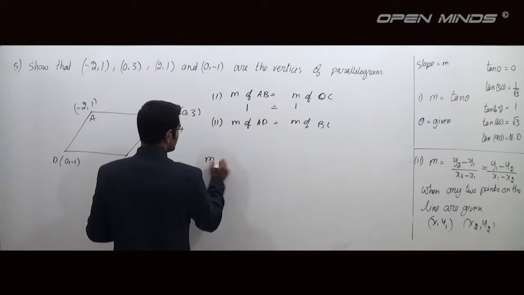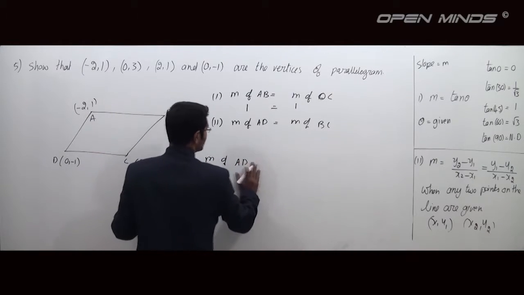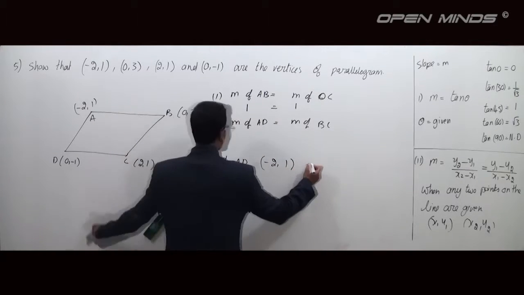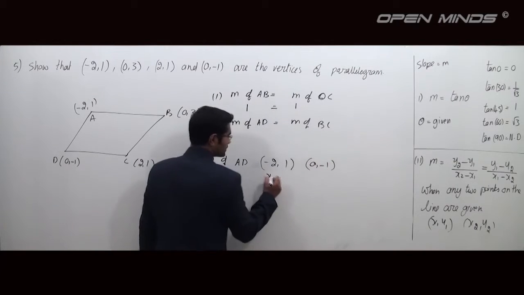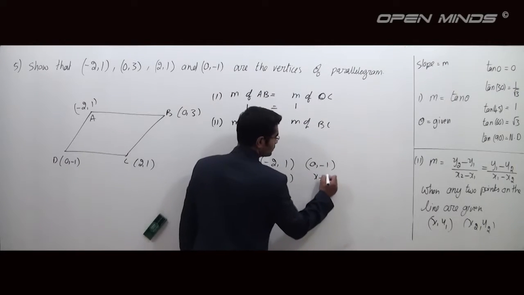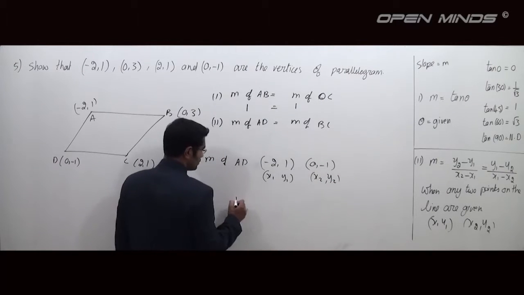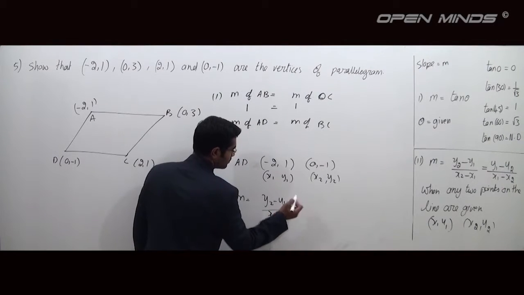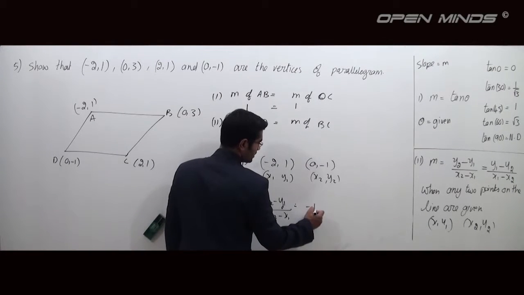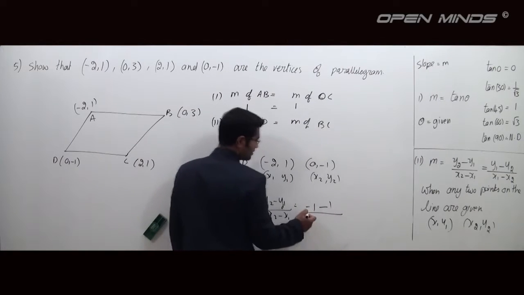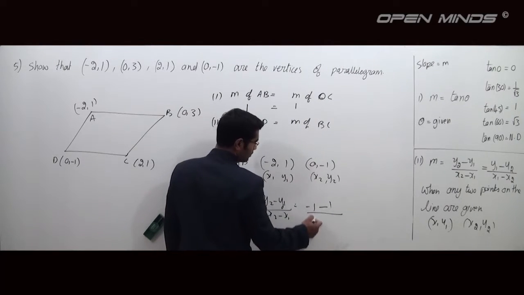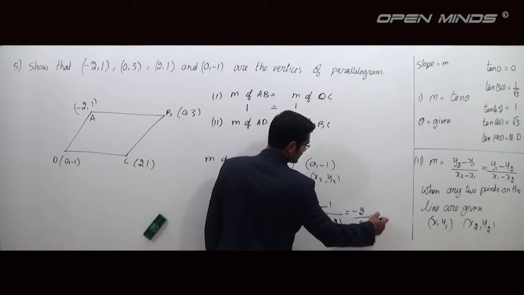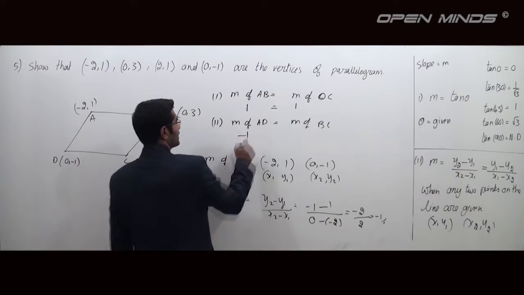So let's work on it. The slope of AD this time. I'm taking A, which is negative 2, 1, and D is 0, minus 1. That's x1, y1 and x2, y2 for me. So what's the slope? M is given as y2 minus y1 by x2 minus x1. That's the formula. Who's y2 now? That is negative 1. Minus of y1 is minus 1, divided by your x2, which is 0 minus of minus 2. So that goes like minus 2 divided by 2, which is negative 1. So we got this slope as negative 1.